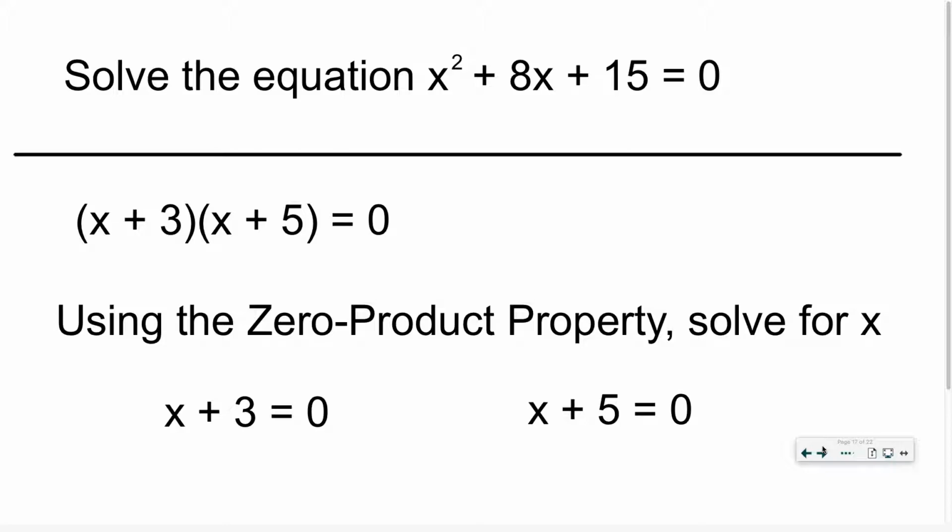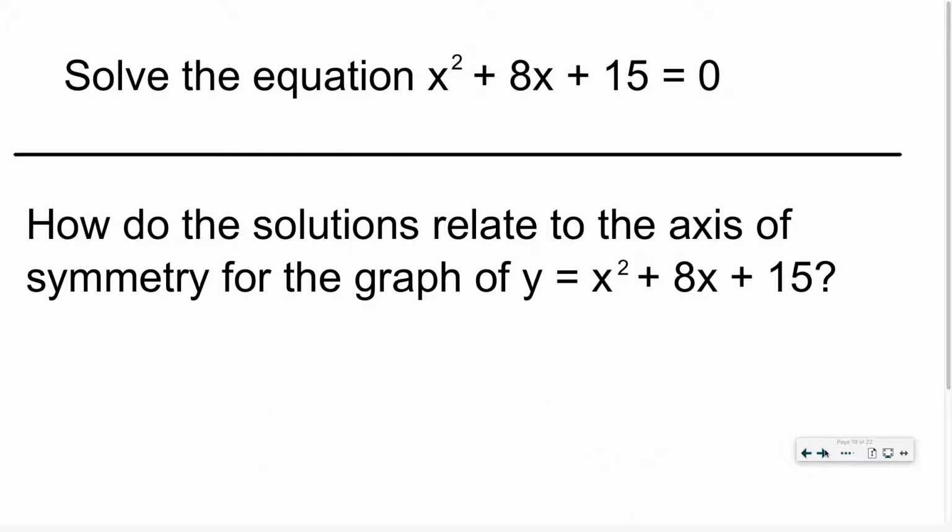What would x be in both of these situations? x would be negative 3. And x would be negative 5, so we have our solutions. We factored, we used the zero product property, and we found that x is negative 3 and x is negative 5. What will I see if I look at a graph and I have this quadratic on there? I know where the two solutions are. Okay. How do the solutions relate to the axis of symmetry?